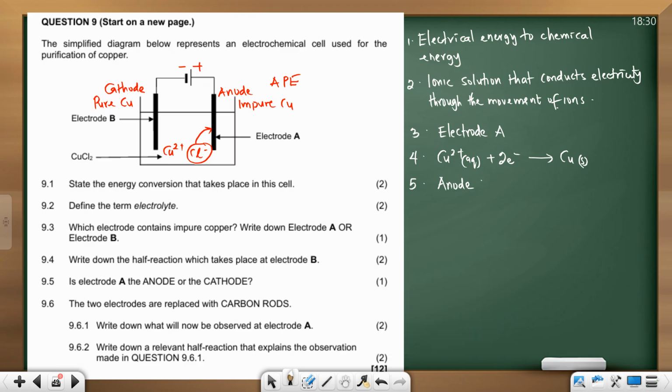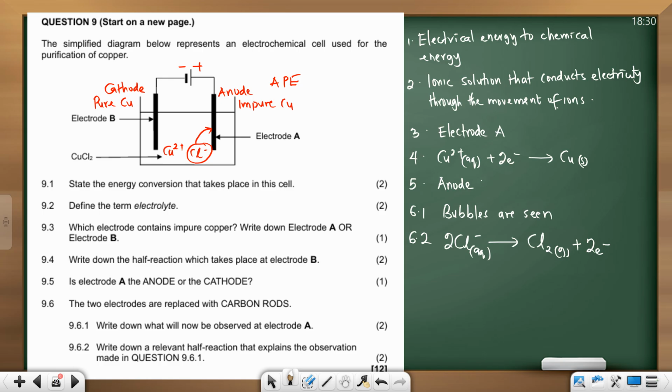Bubbles, which is the production of what? A gas. Bubbles are seen. And write down an equation to explain the observation made. You are producing what? Chlorine gas. What do you have? 2Cl minus to give us what? Cl2 gas plus 2e. And you are done with 12 marks.